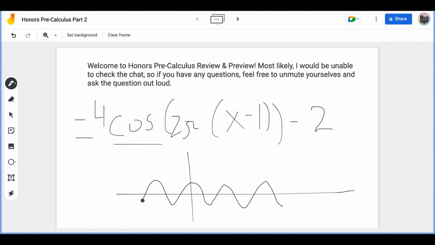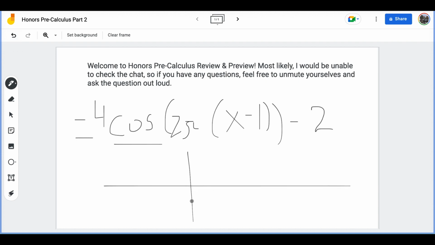That's regular cosine. Now we have negative cosine, so we basically flip that over and we get something like that. The amplitude is 4. This has an amplitude of 1 generally, so we changed that, which is why I scaled it to make it easier to change the amplitude.